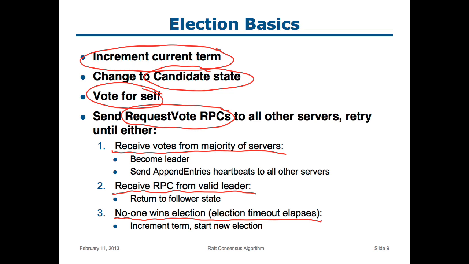If that elapses and this candidate has not become leader and has not heard from a valid leader, then it assumes that there's a split vote in the election. And so at this point, it simply goes back to the beginning and starts a new election by incrementing the term and starting the whole process over again.